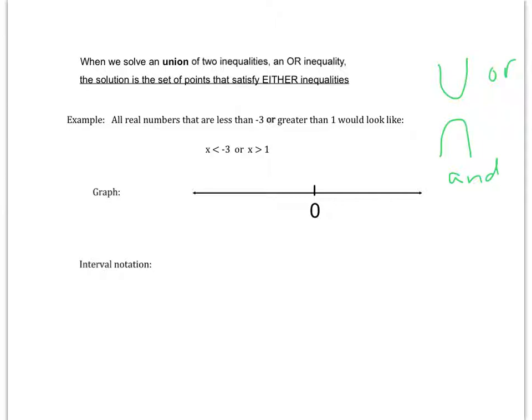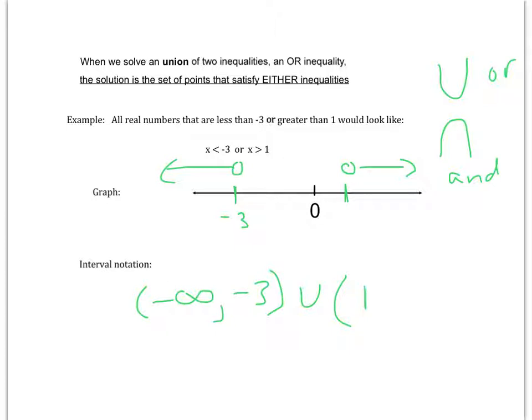And typically, we're going to have those where we have two rays. So we're going to have a spot here at 1, a spot here at negative 3. We're going to have an open dot and everything to the left, and an open dot and everything to the right of 1. To write this in interval notation, on the left side I have negative infinity, up until but not including negative 3, closed with a parenthesis. Union, it does not include 1. So we're going to go right here with a 1, comma, positive infinity, not including infinity, because infinity is just a concept.